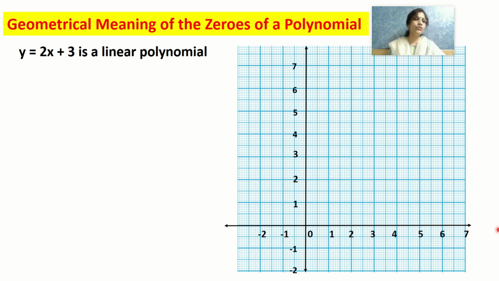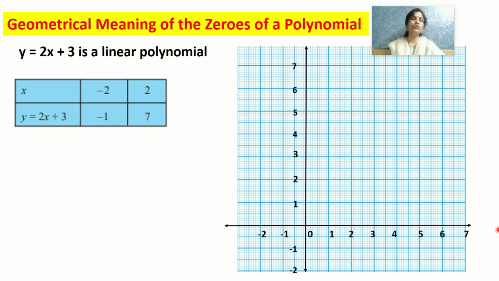So y is equal to 2x plus 3 is a linear polynomial. We will consider this as a linear polynomial. Now since geometrically we need to understand the zeros of the polynomial, we have to draw the graph of this linear polynomial. And you all are aware that to draw the graph we need the coordinates. So we'll draw a table. Value of x we will substitute so that we will get the value of y. So here you can see the table. When x is equal to minus 2, we get the value of y as minus 1. When x is equal to 2, the value of y is 7.